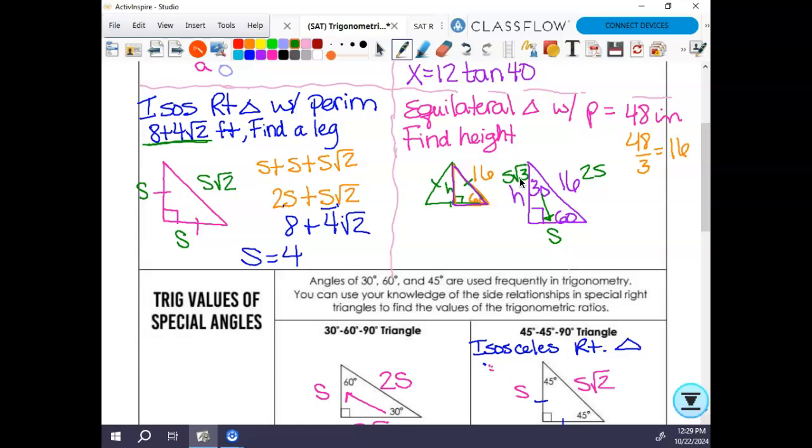So if 2s is equal to 16, what is s? 8. And then what is the height? 8 square root of 3. Okay. The computations should be fairly simple. But if you don't know what an equilateral triangle is, you can't even get started. If you don't see the 30, 60, 90 in there, if you don't remember that the height is always perpendicular, things like that. Okay, what questions do we have at this point?